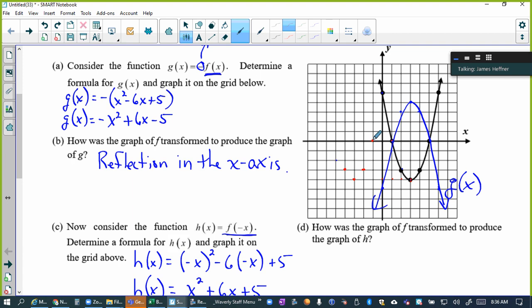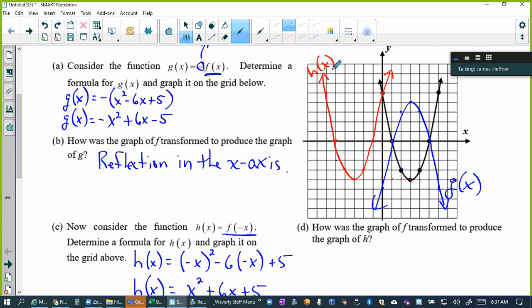And that's 1, 2, 3, 4, 5. So this one's 1, 2, 3, 4, 5 to that side of the line. Now this one will stay there, right? Because it's right on the reflection line. And the other one's 1, 2, 3, 4, 5, 6. So here is our graph of this guy. Okay, so that is our h of x.